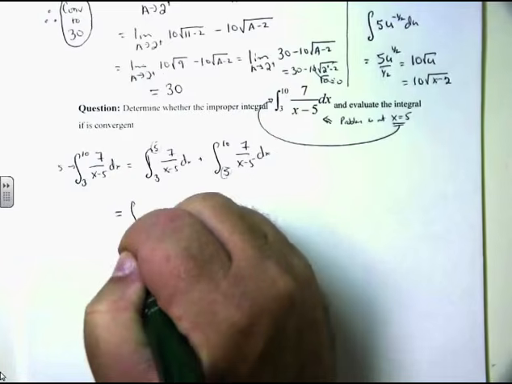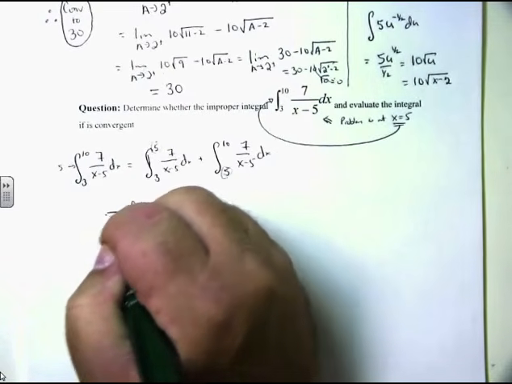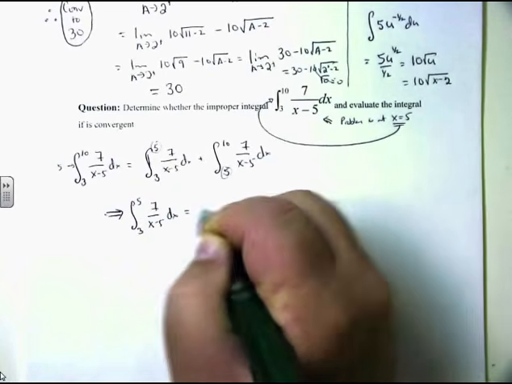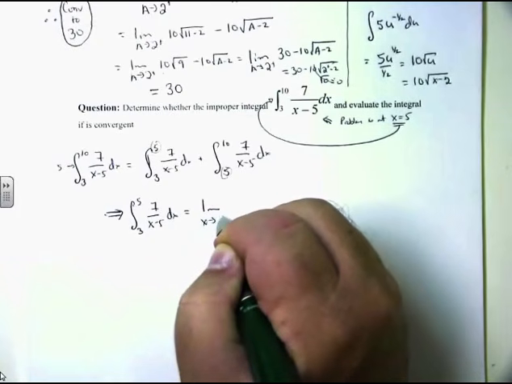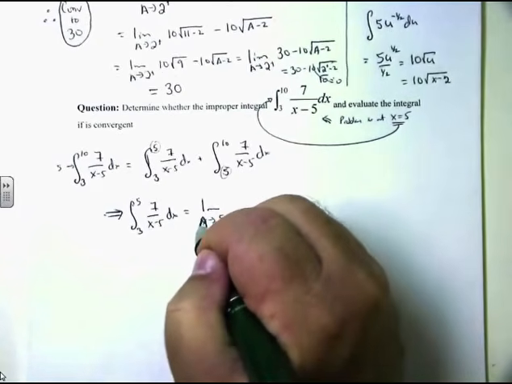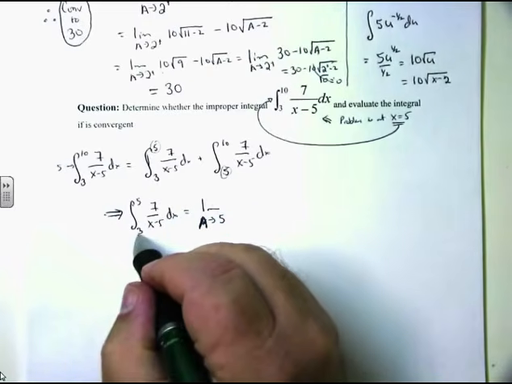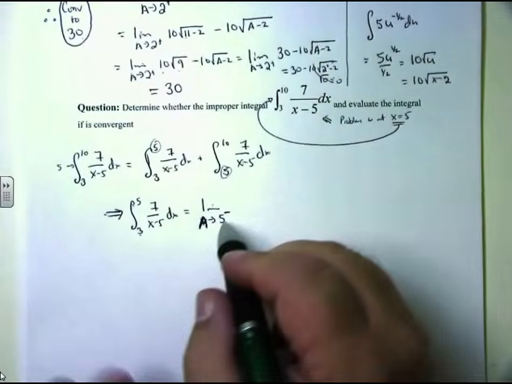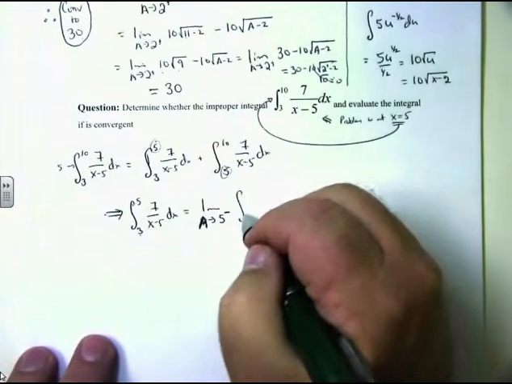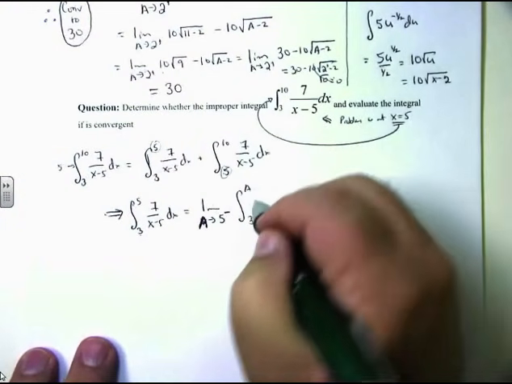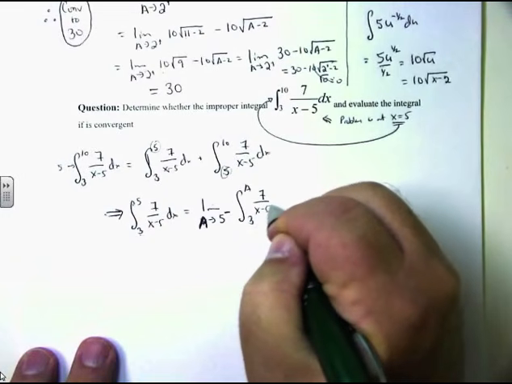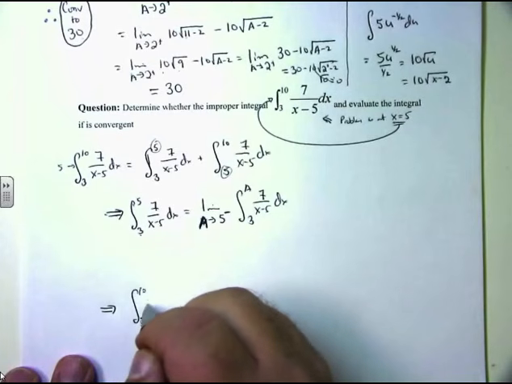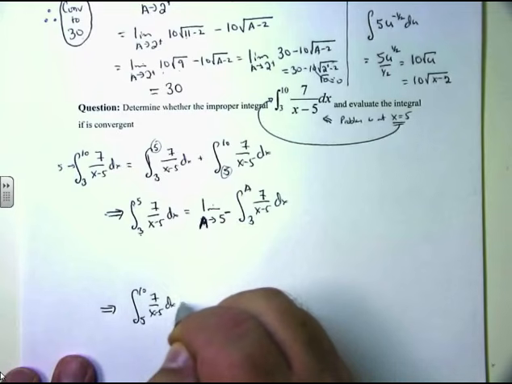All right, so this first part, the integral from 3 to 5 of 7 over x minus 5 dx would be equal to the limit as, I'll just pick a different letter, a, approaches 5. I'm going from 3 up to 5, so I'm slightly below 5. So the limit as a approaches 5 from below of the integral from 3 to a of 7 over x minus 5 dx. And the other part would be the integral from 5 to 10 of 7 over x minus 5 dx, which I would pick a different letter.